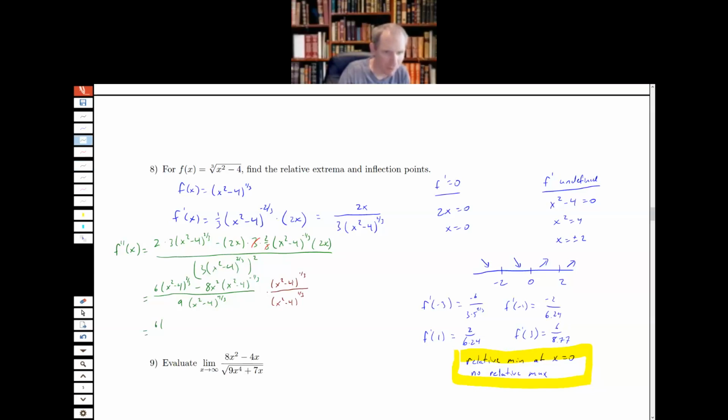So when I multiply x squared minus 4 to the 1/3 times x squared minus 4 to the 2/3, I'll get x squared minus 4 just to the power of 1. And x squared minus 4 to the negative third times x squared minus 4 to the positive third will wipe each other out.